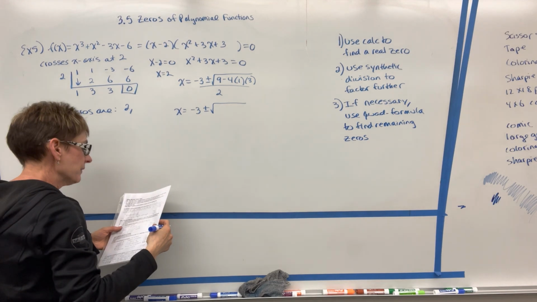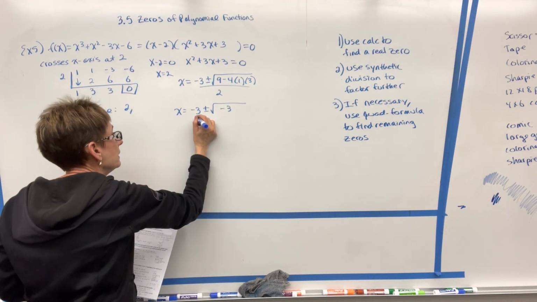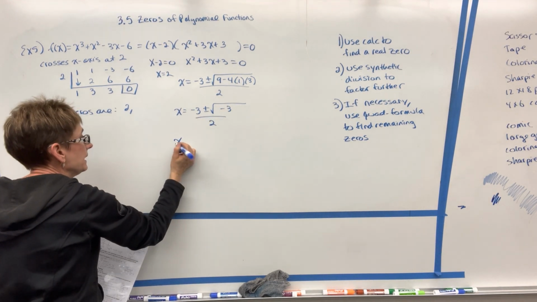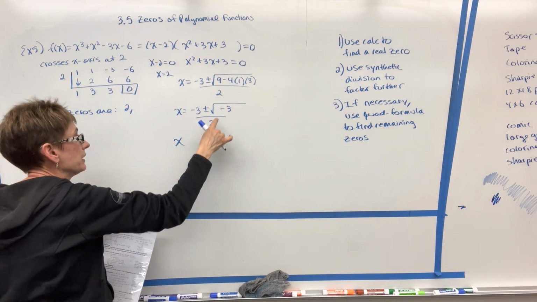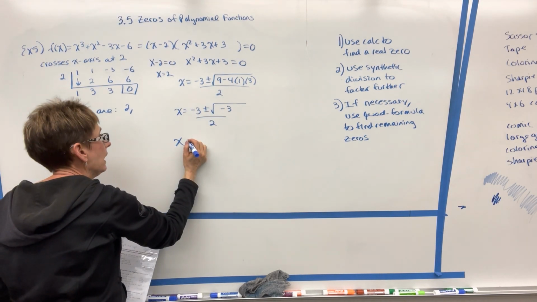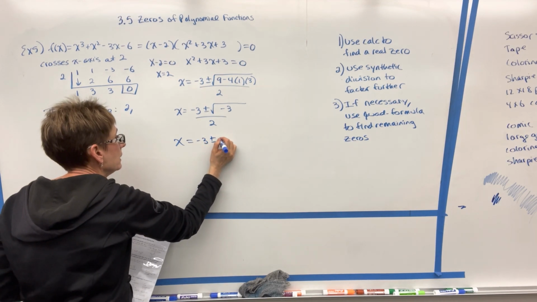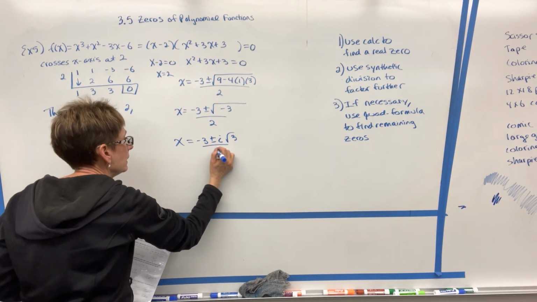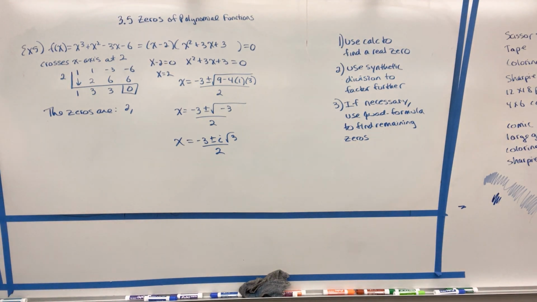9 minus 12 is negative 3. Turns out, I guess this is an imaginary solution here. So the negative 1 is going to come out as i. And that gives us our other 2 solutions.